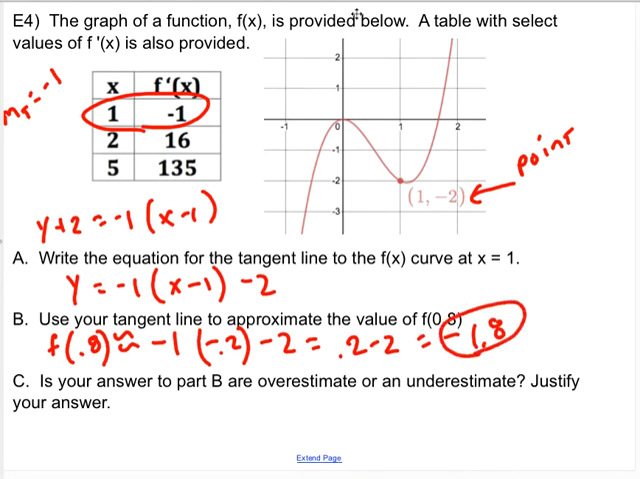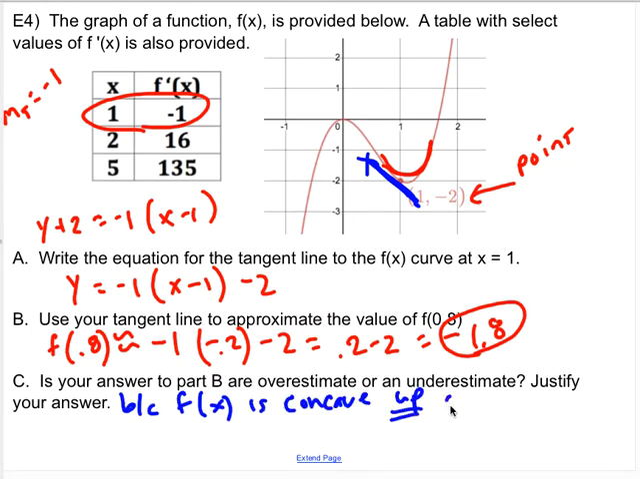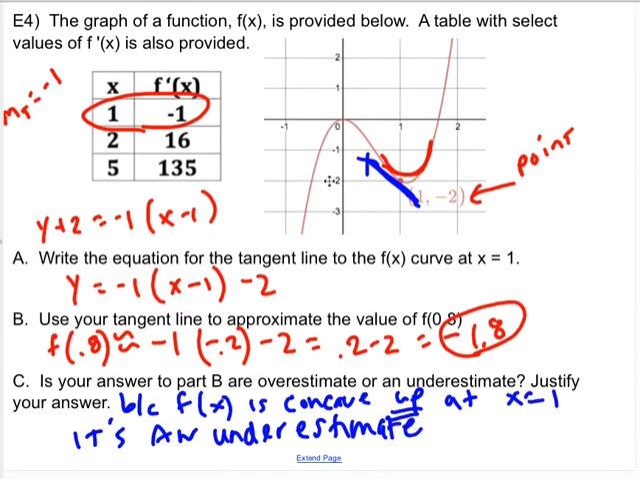And then I'm asked, is this an over or underestimate? Well, if you look at this curve, it is cupping upward, which means that any tangent line you draw is going to be physically below it. So because f of x is concave up at x equals 1, it's an underestimate, because you can see that the blue line that I drew, the tangent line, falls under that cupping upward. So any value I pick on that tangent line will be physically below the curve. And you need to include the concavity in your explanation. On the AP, they're going to ask you to justify your answer by including the concavity.